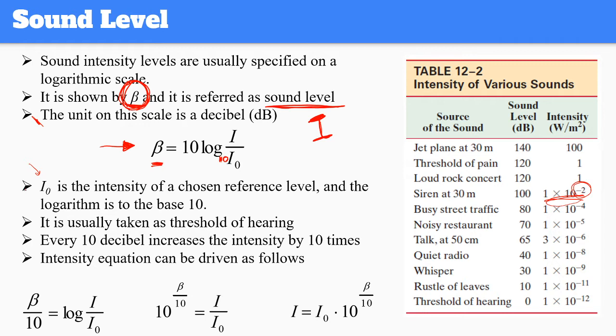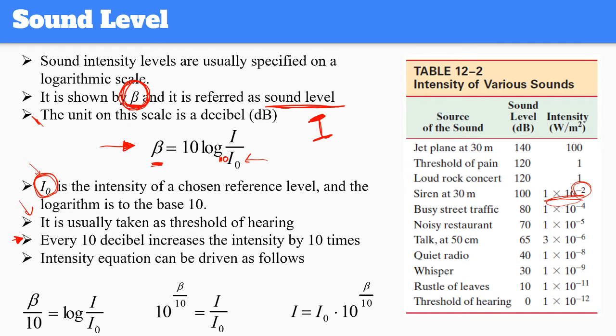I0 is your reference over here, and it doesn't have to be I0 all the time. It's your reference intensity, but most of the time it's taken as I0. And this is important: every 10 decibels increases intensity by 10 times.